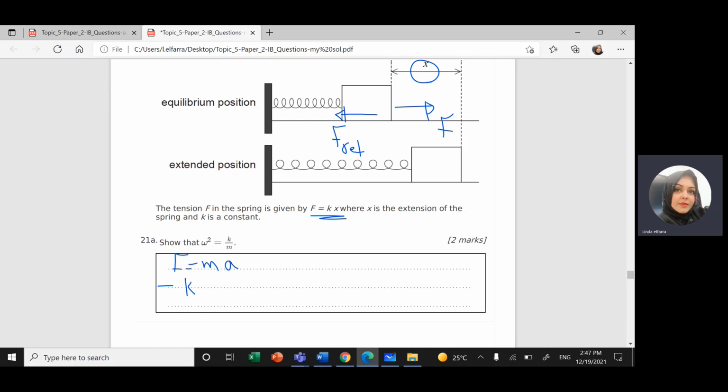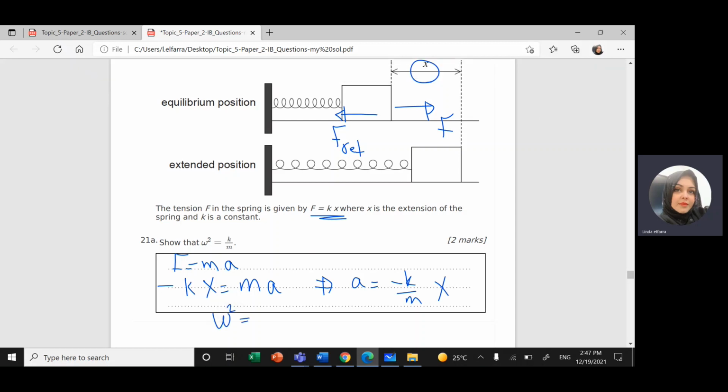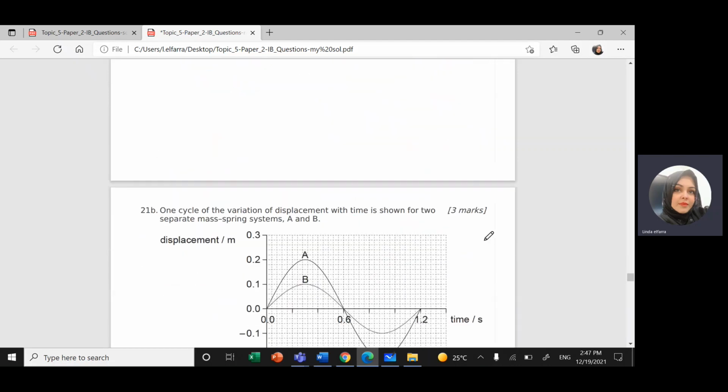So negative K times X equals mass times acceleration. I need the value of the acceleration. So acceleration will equal minus K over M times X. Minus K over M, this is omega squared. So omega squared will equal K over M. So I can rewrite the equation as acceleration equals minus omega squared times X. This is part A of the question.